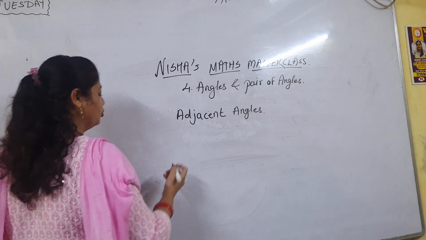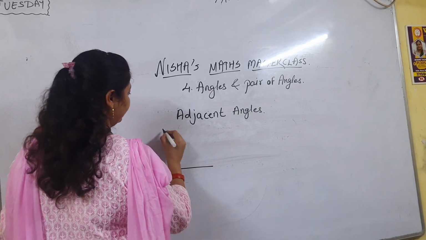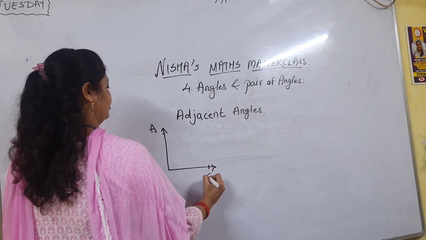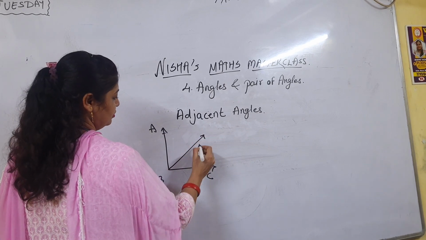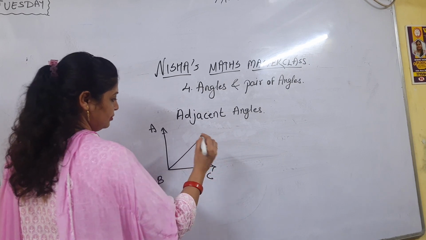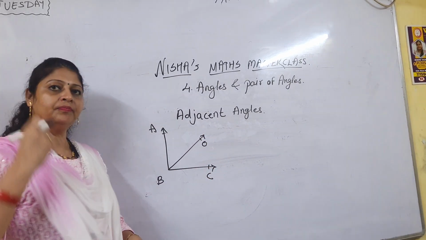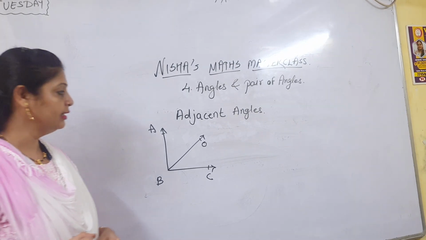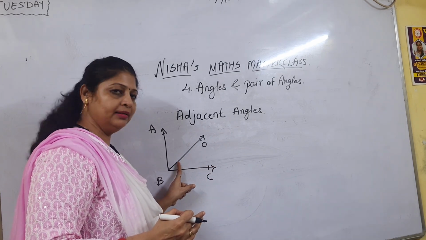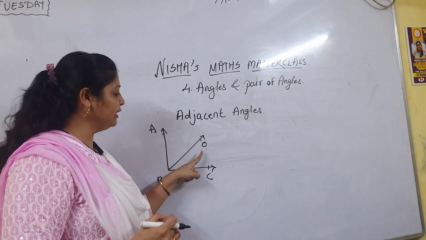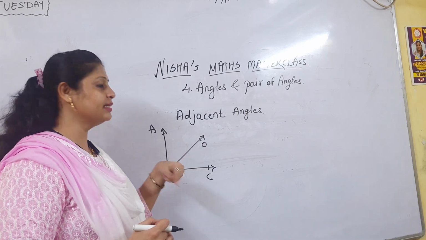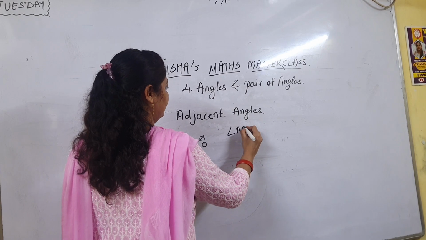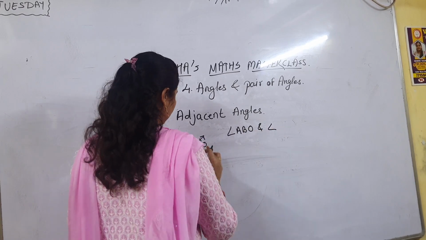Now see, I have shown you on the board. For example, this is our angle ABC, and I draw one ray inside it. How do we identify adjacent angles? Three things are there: a common arm, a common vertex and a different interior. So these angles are called adjacent angles. How to write the pair? Angle ABO and angle OBC.